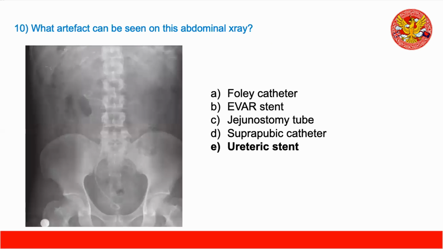And then finally, what artifacts can be seen on this abdominal x-ray? If you went through ABDO and then for O, organs and soft tissues, this is going from where you'd expect the kidney to be, down the ureter and into the bladder. Out of the options given, a ureteric stent would be the most appropriate and most suggestive of this. And this can be used if someone has, for example, ureteric stones, to help.